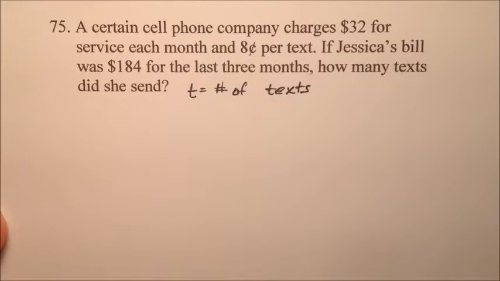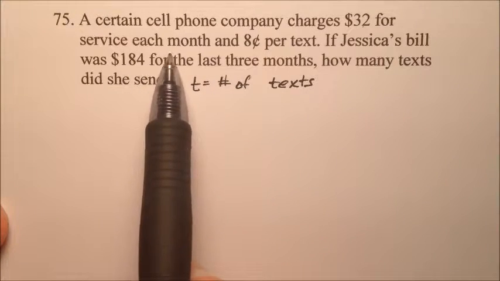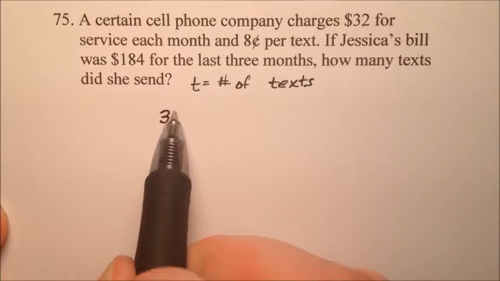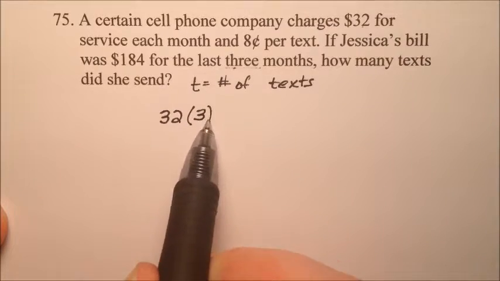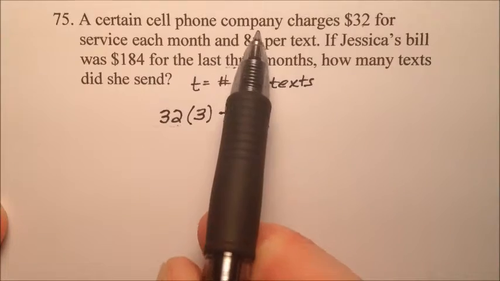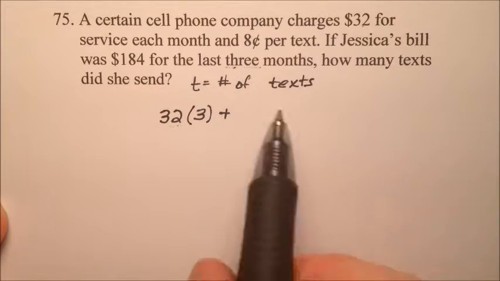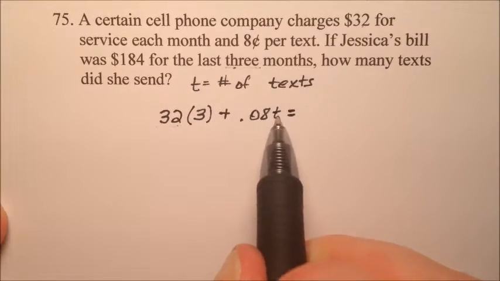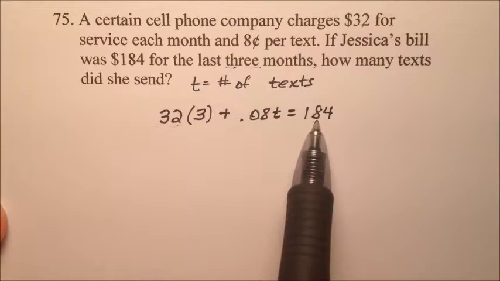So now, what kind of an equation can we write? Well, it's $32 for each month of service. So we're going to say $32 times, and how many months are we talking about? We're talking about 3 months. And plus, since this 32 is in dollars, and this text business is in cents, we need to change this to dollars. So it'll be 0.08 times T, so the number of texts, and that's going to give us $184 total for all 3 months.